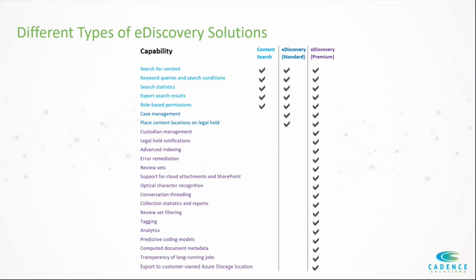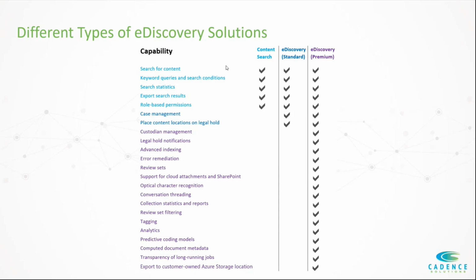And last but not least, eDiscovery Premium covers all the items below. So it's not just the case management solution, but there's so much more capability that eDiscovery Premium provides. It's pretty much eDiscovery on steroids. It allows you to manage custodians. You can have legal hold notification features, advanced indexing, OCR. You can filter your review sets, and much more. So eDiscovery Premium is really the tool to better sort, understand, and discover your organization's data.